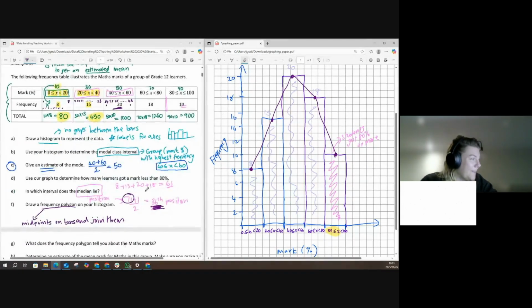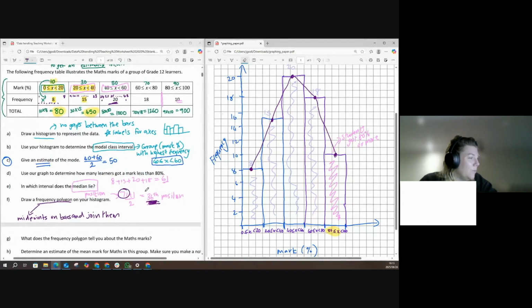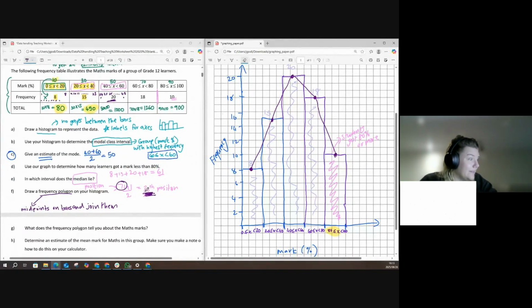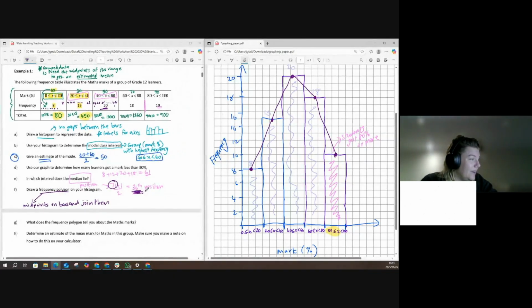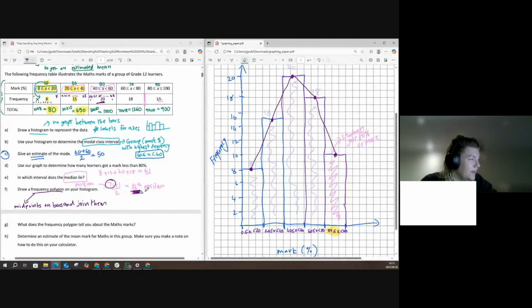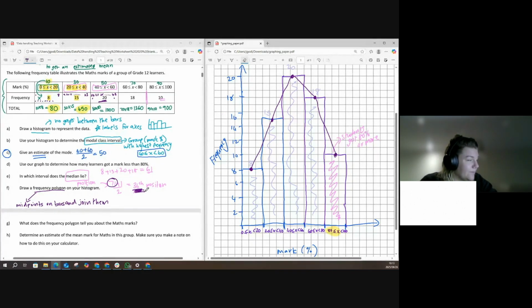Okay. While I double check that, there are 2 questions for you to work on. So G, which is what does the frequency polygon tell you about the maths mark? And H, to determine an estimate of the mean mark, which we've actually done all the hard work for already.